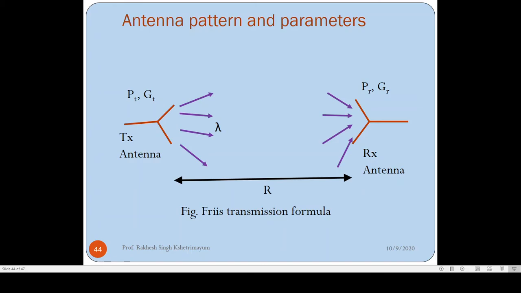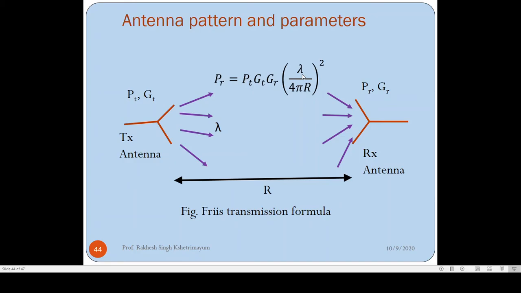Now this is mathematically given by the famous Friis transmission formula. If you want to find the power received, it is simply Pr = Pt Gt Gr (lambda by 4 pi r) whole squared. That means when you increase the power transmitted from the transmitting antenna, the power received will be higher. If the gain of the transmitting antenna and the gain of the receiving antenna are higher, you will have more received power.